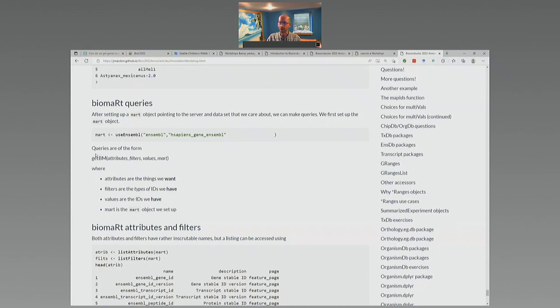And then when we make a query, we use a function called getBM, and it's got four arguments: attributes, filters, values, and mart. The attributes are the things that we want to get, the filters are the types of IDs that we've got that we're going to give to biomaRt. The values are the actual things, so the filters are the type of thing and the values are the actual values. Like if we say we're going to give it Ensembl gene IDs, the filter would be ensembl gene ID and the values would just be a character vector of Ensembl gene IDs. And then the mart is just the mart that we're going to query.